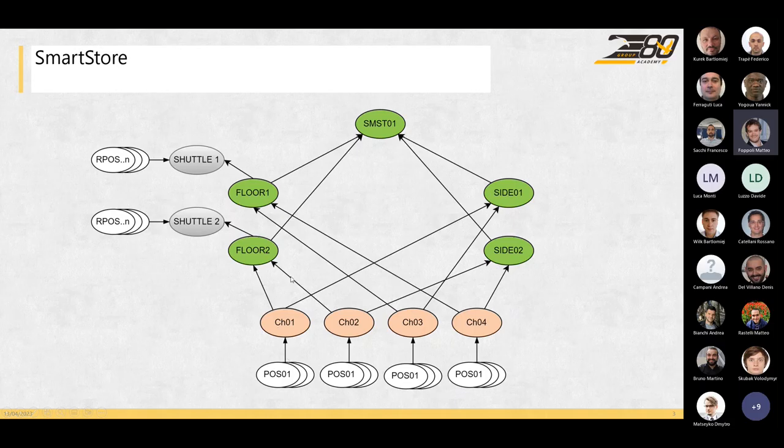For SmartStore, the resource is connected to each floor, because SmartStore, as you know, has one shuttle for each floor. You see the relation by the arrow, which means that the shuttle in this case is parent of floor 2 and floor 1.